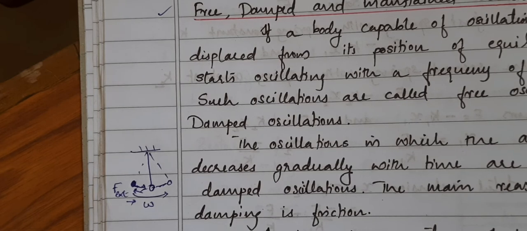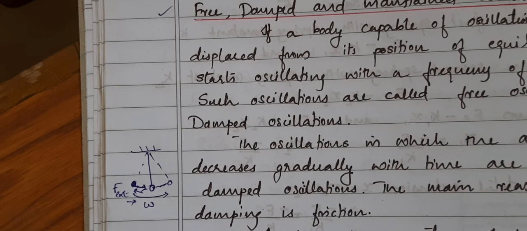That condition is called resonance. So suppose the frequency of your oscillation and the frequency of the force your friend is applying are matching, the displacement will be maximum. That condition is called resonance. The force externally applied is called a driving force. So when the driving force frequency and the frequency of oscillation are matching, it attains a particular condition called resonance, and due to that resonance, we get a maximum displacement.